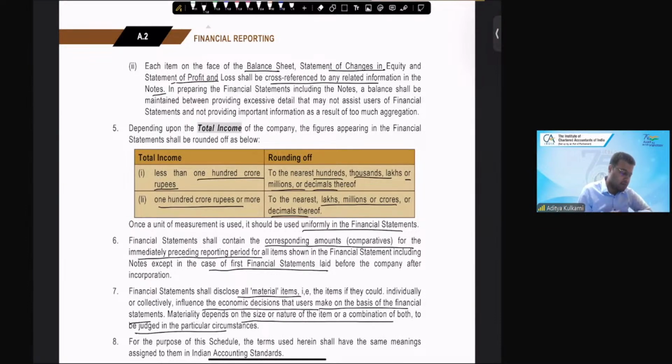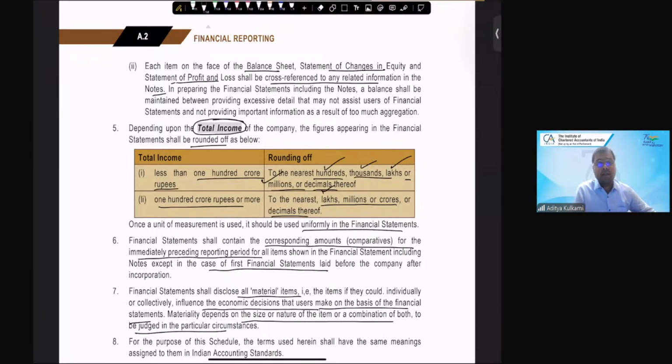Okay. Now, what about rounding of requirements? Depending on the total income of the company. It's not talking about revenue, it's talking about total income. If your total income is less than 100 crore rupees, then you can round it off to the nearest hundreds, thousands, lakhs, millions, or decimals thereof. So rounding off is mandatory. Even though you are having financial statements where the revenue is say 10 lakhs or 1 crore, you cannot present the total numbers. You have to do a rounding off.